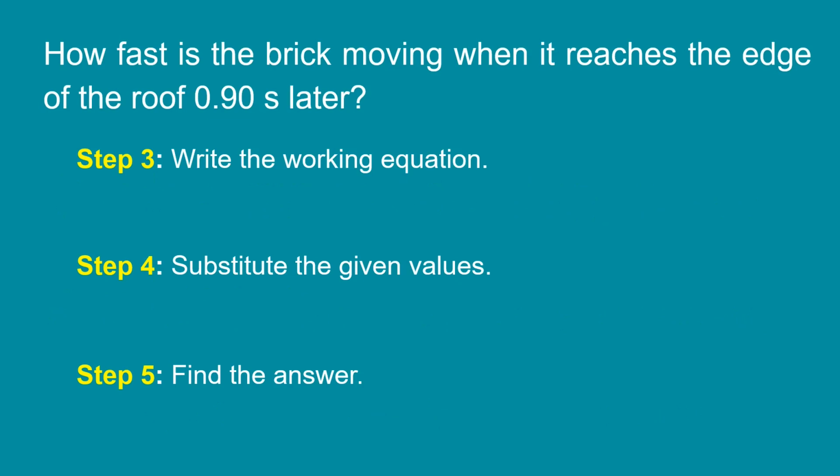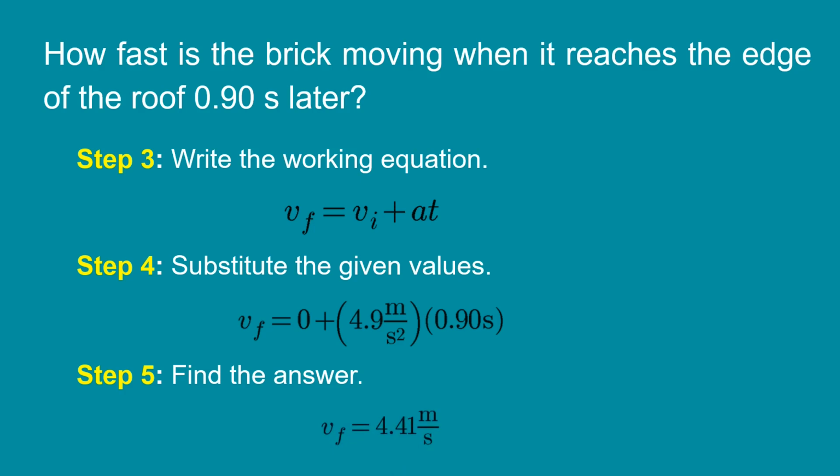Since the question is asking for how fast the brick reaches the edge of the roof using the given quantities, we can use this working equation. Final velocity is equal to initial velocity plus acceleration times time. Step 4. Substitute the given values. Final velocity is equal to 0 plus 4.9 meters per second squared multiplied by 0.90 seconds. In performing the equation, the final answer is final velocity equal to 4.41 meters per second.